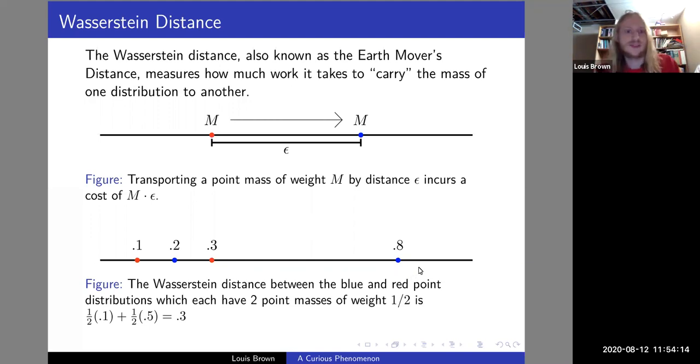So the most efficient way for me to move the red mass to the blue mass is to take the weight on point 1 and move it to point 2, and to take the weight on point 3 and move it to point 8. So that distance would be 1/2 times point 1 plus 1/2 times point 5, which is point 3. I'm just taking the weight times the distance I have to carry it.